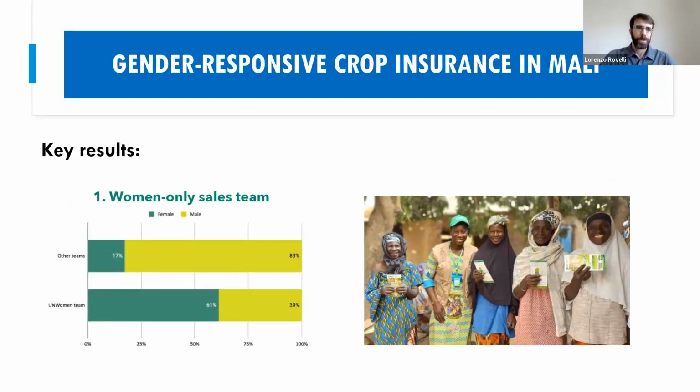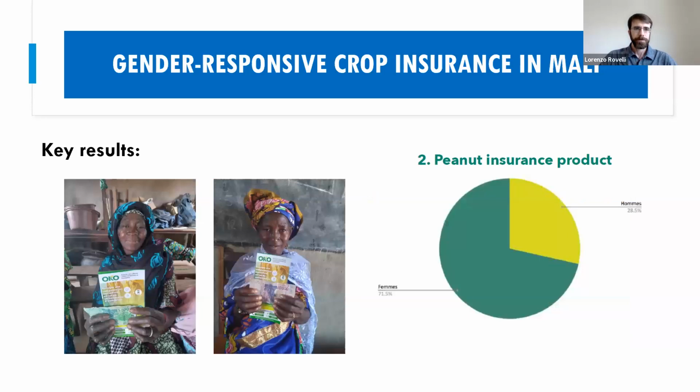61% of their customers were women, as compared to 17% for the baseline. Next slide, please. And as we can see, the peanut insurance product was really appreciated by women farmers. The majority of the customers of this are women. Next slide, please.